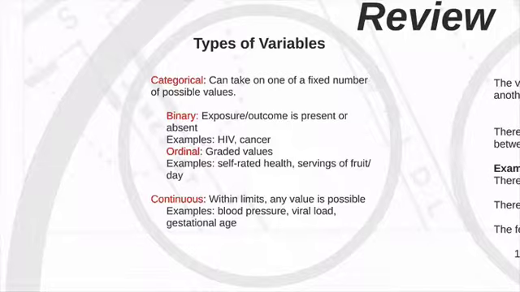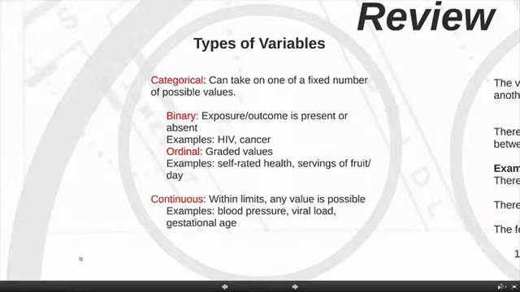Another example might be servings of fruit per day. So you give someone a survey and you say, how many servings of fruit did you eat yesterday? 0, 1, 2, 3, 4, 5. What you're going to end up with is a 0 through 5 indicator for that person, and that's ordinal. It's a categorical variable where the categories go in an order.